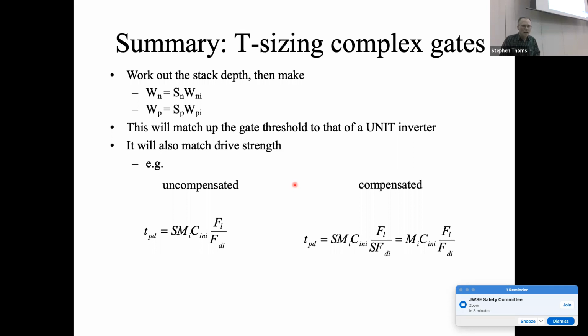So if it's uncompensated, you've got the stack depth coming into the equation, because we've seen that already. But of course, you can compensate it by changing your ratio of the width of the transistor, and basically the stack depths cancel out.